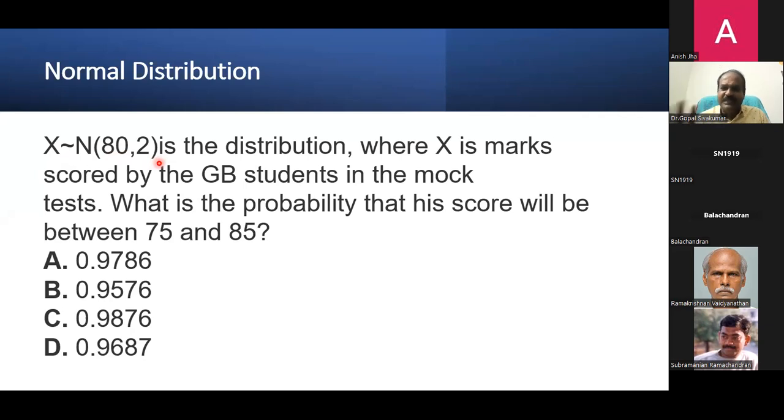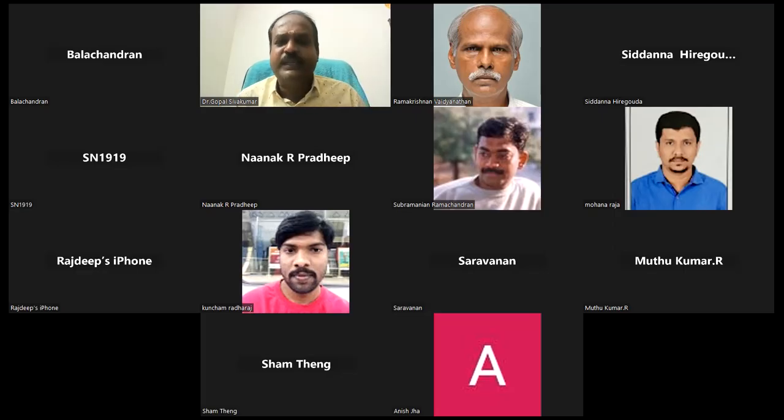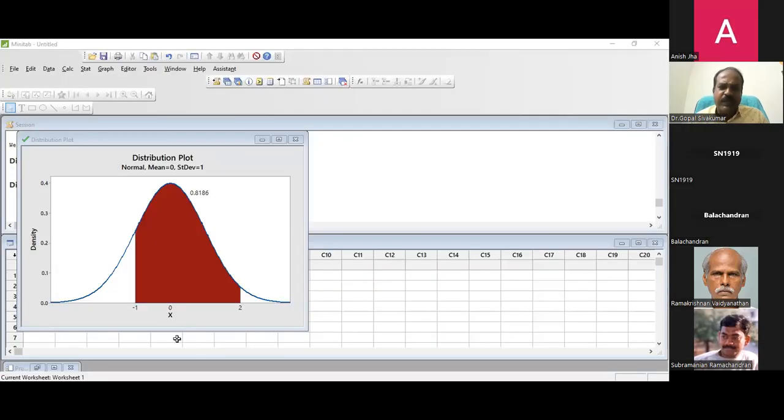Having said that, if you know this much, what is the chance for a student to score between 75 and 85? I don't want you to break your head in all these scenarios. What should you do? You should take the help of the tools. Tools are to help you.